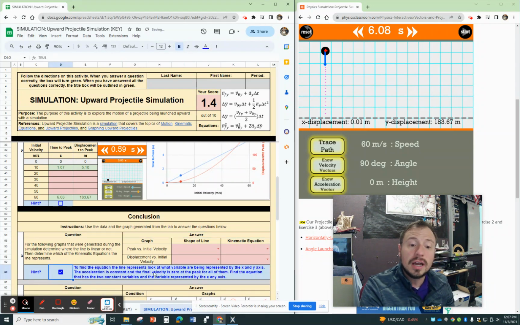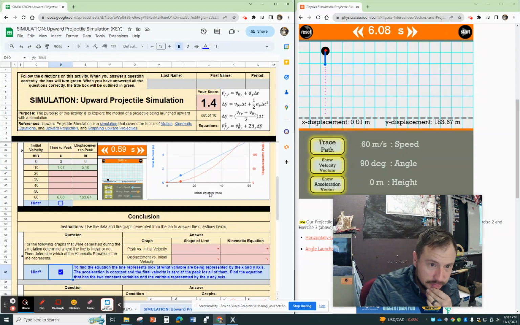To find the equation the line represents, look at the variables being represented on the x and the y axis, right? So time to peak, initial velocity, and then there's displacement to peak and initial velocity. The acceleration is constant, and the final velocity is 0 at the peak for all of them.